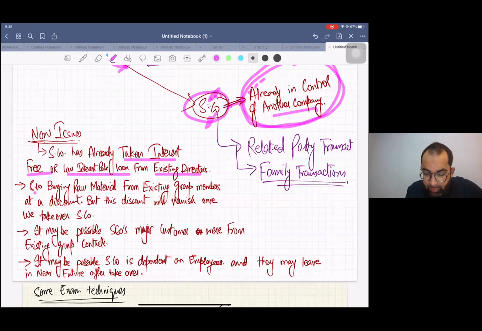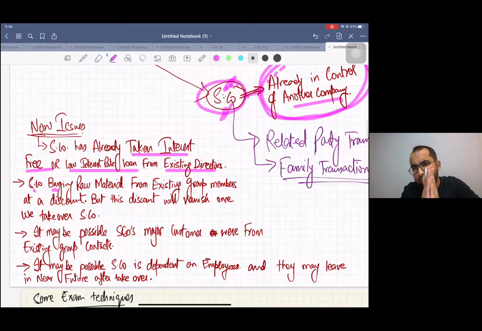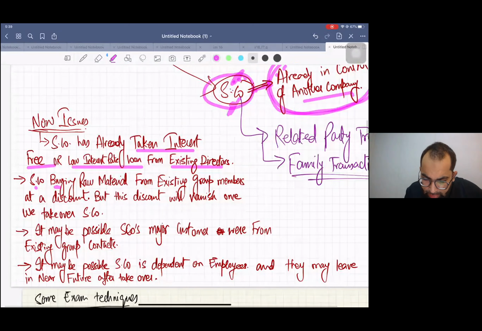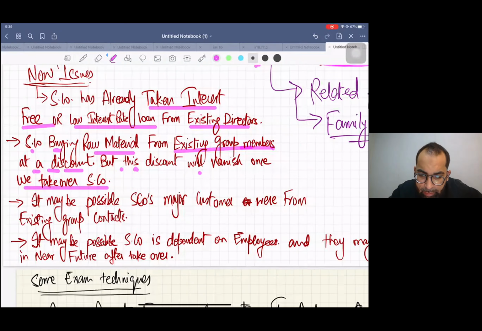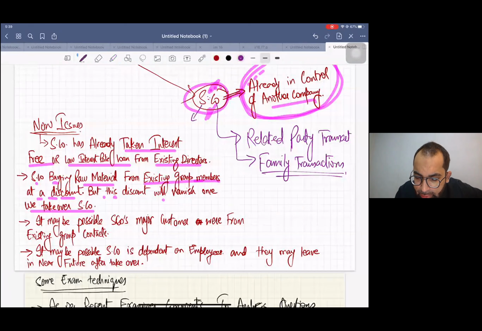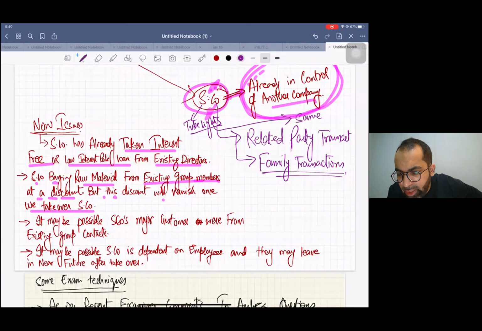It may be possible. See, S company is buying raw material from existing group members at a discount, but this discount will vanish once we take over S company. For example, S company makes tube lights, and for tube lights, they buy glass from the same family.